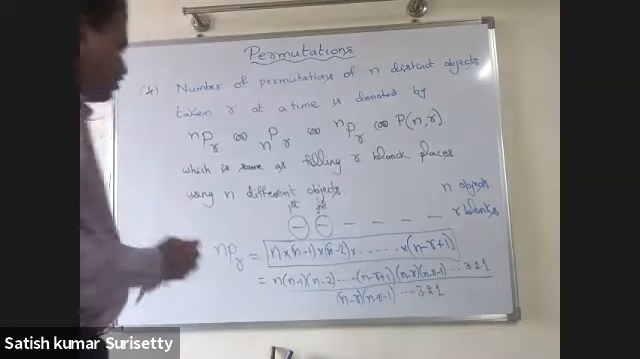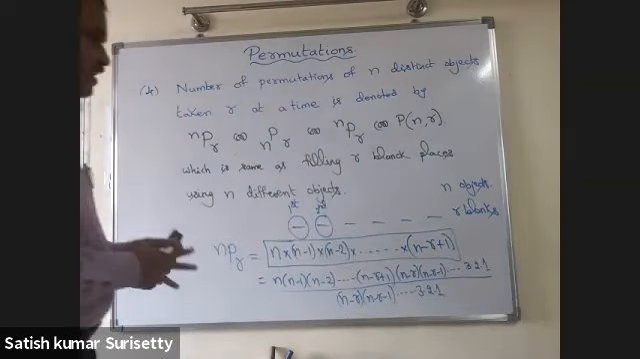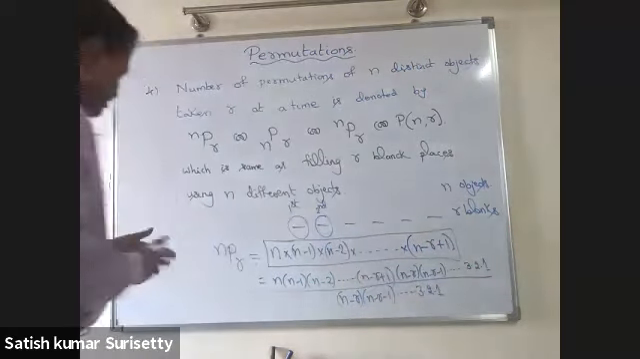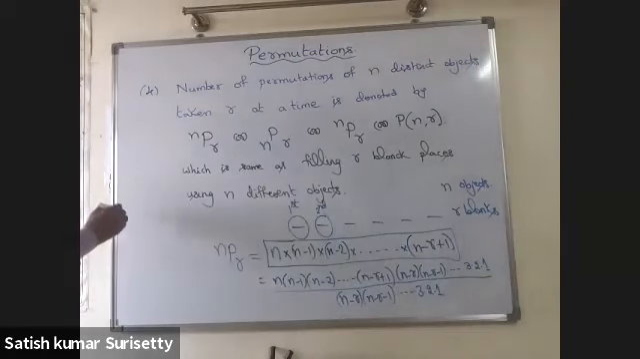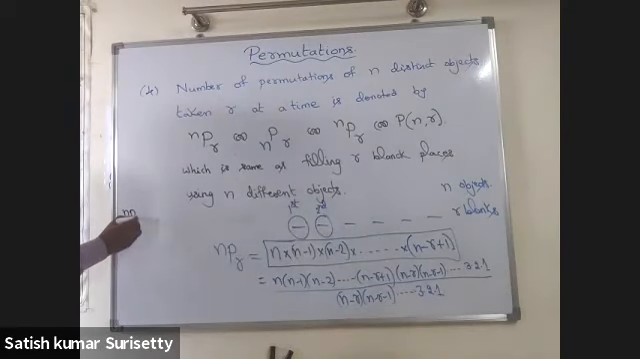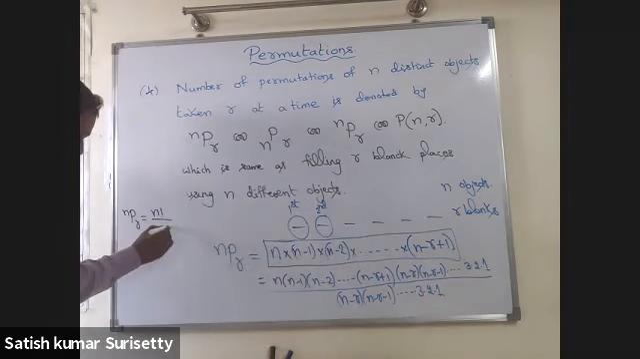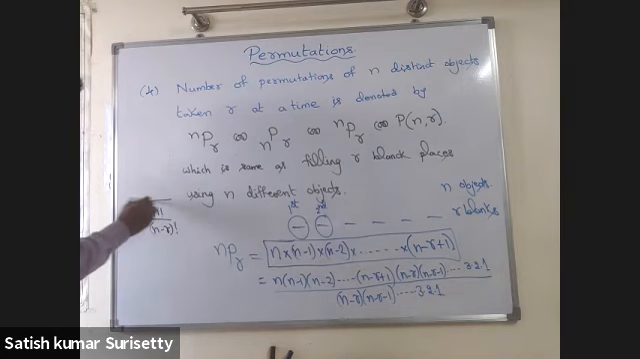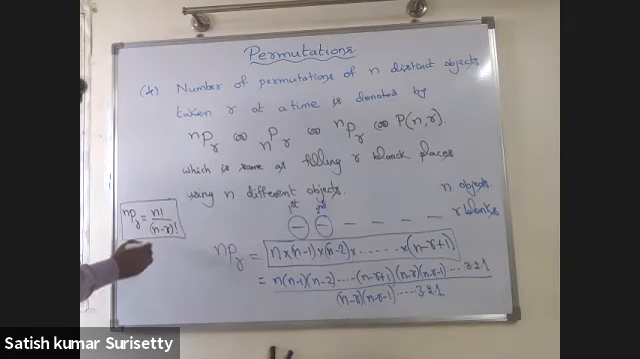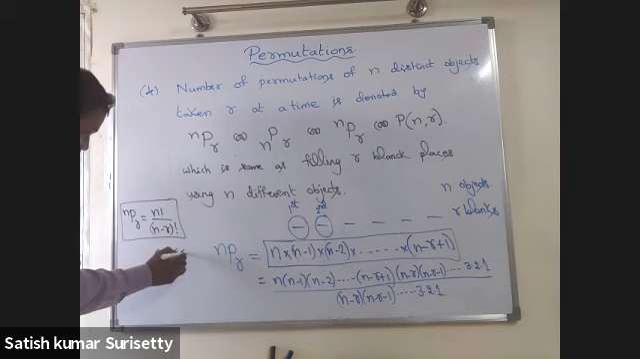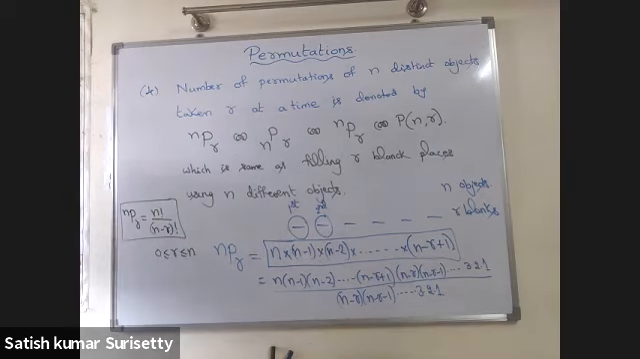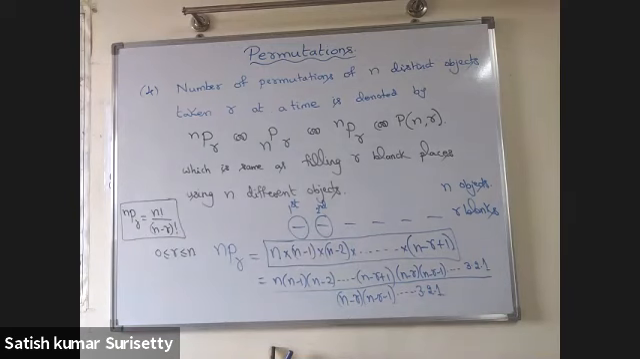Now if you observe the numerator, it is the product of the first n natural numbers. That is, nPr equals n factorial upon n minus r factorial, where 0 is less than or equal to r, which is less than or equal to n. So this is the formula for nPr.